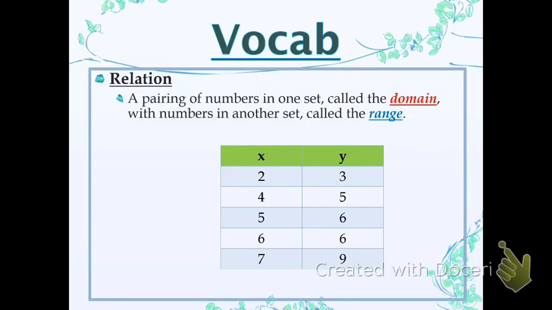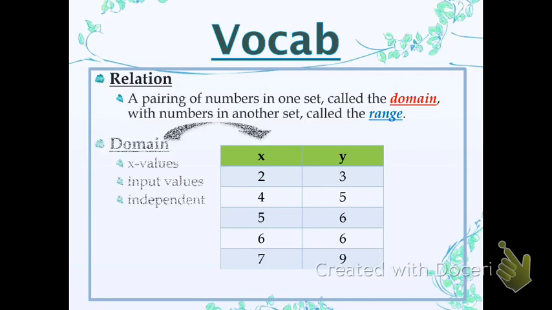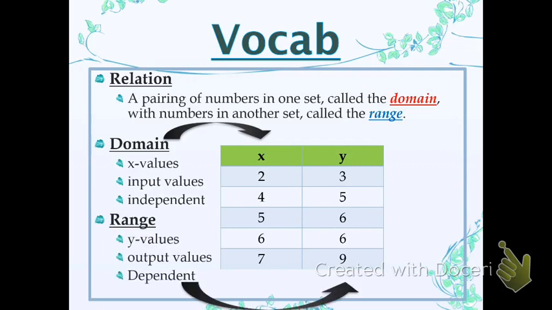But here's an example with a table. The domain values are the x's, or the inputs, or the independent values. The range is the y values, or the outputs, or the dependent values. Now, another way I could show this same relation, rather than a table, I could make a scatter plot by plotting each of these points.